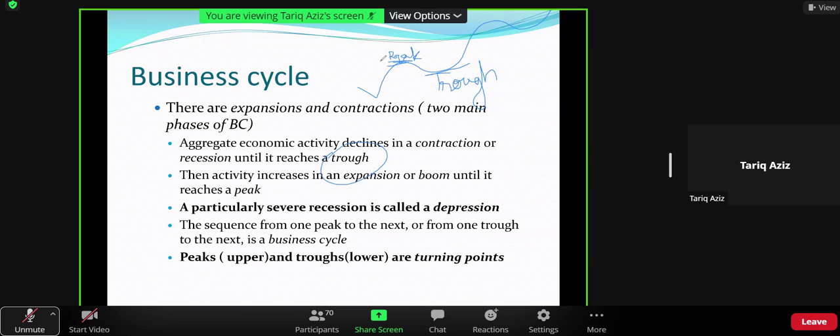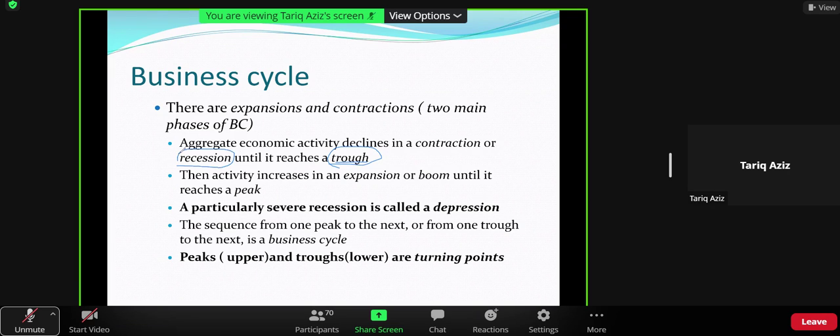Some business cycles may vanish during a very short period, for example, in 2 years also. So the minimum point is called trough. When economic activities keep decreasing and they reach the minimum point, that point is called trough. Or the trough is the minimum point after recession.